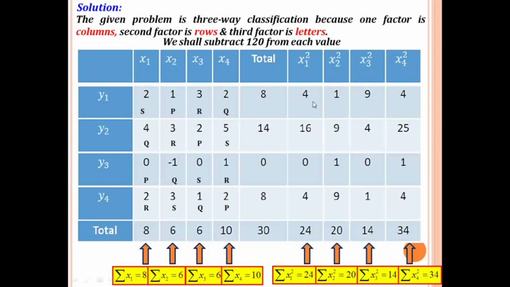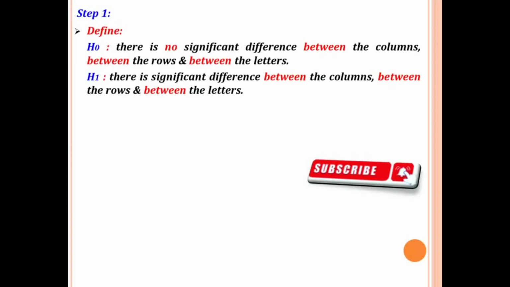Once we complete the table values, now we go step by step. What is step number one? Step number one: we define the null hypothesis and the alternative hypothesis.